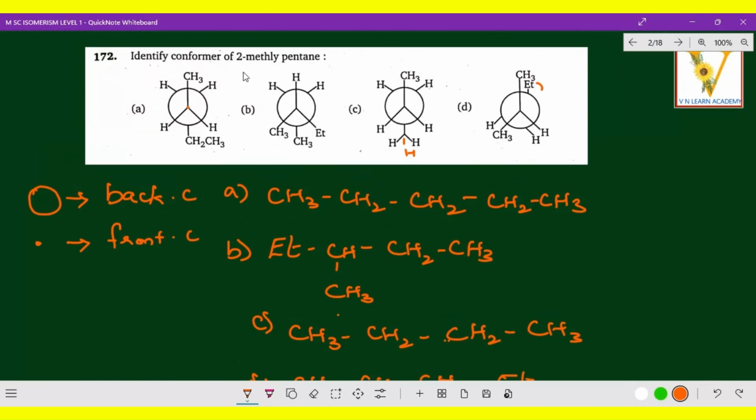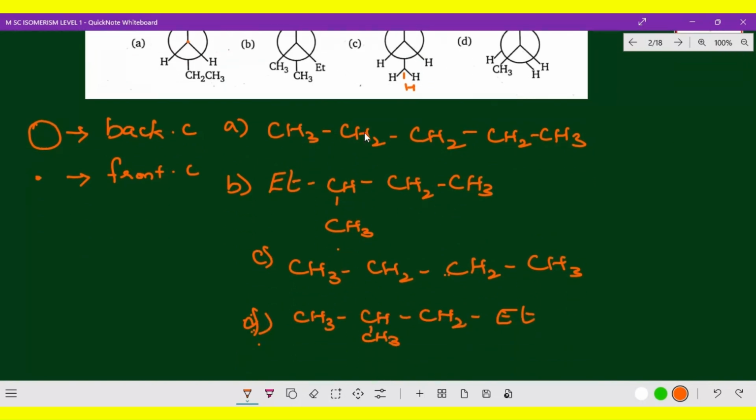What are they asking? 2-methyl pentane. So this is 1, 2, 3, 4, 5. Pentane is there, but not 2-methyl. And here also 2 carbons are available, because ethyl means 2 carbons. For 2-methyl pentane, here already 2 is there, so this is the third carbon. Here only 1, 2, 3, 4 is available, butane. And here 1, 2, 3, then 4 and 5, because ethyl has 2 carbons. So 2-methyl pentane. Yes, option D is the correct option.